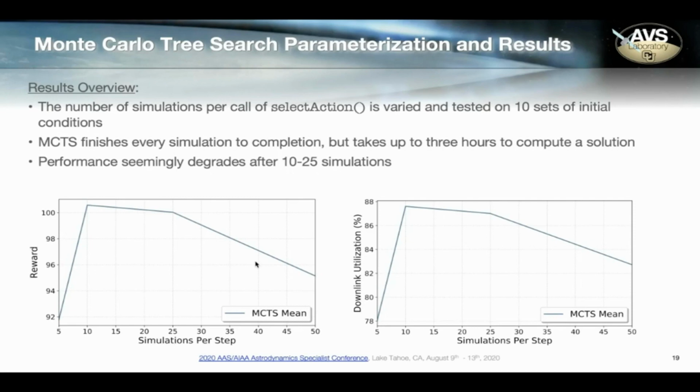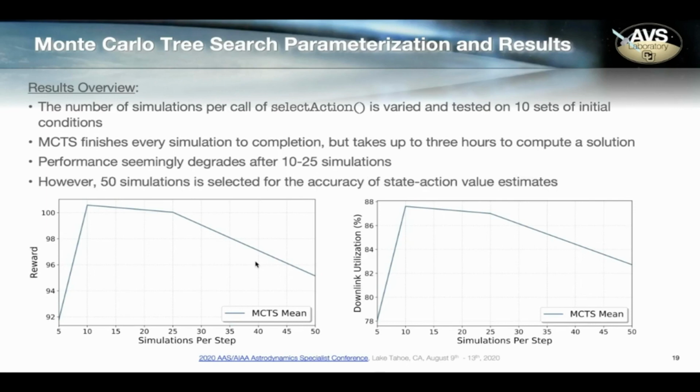And given that 50 simulations per step generates much more data, we select 50 simulations per step. And also, the state action value estimates are just iterated on more. So while they might not be optimal, I do think that there's value in having them iterated upon more.